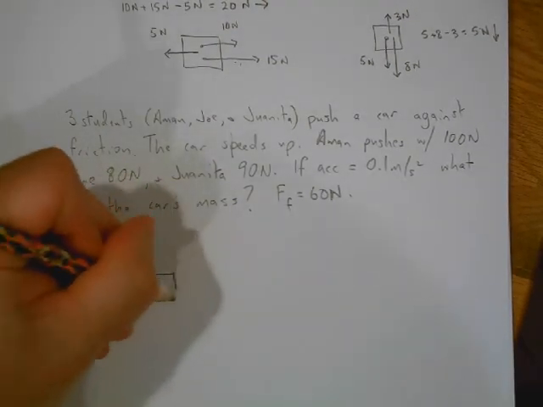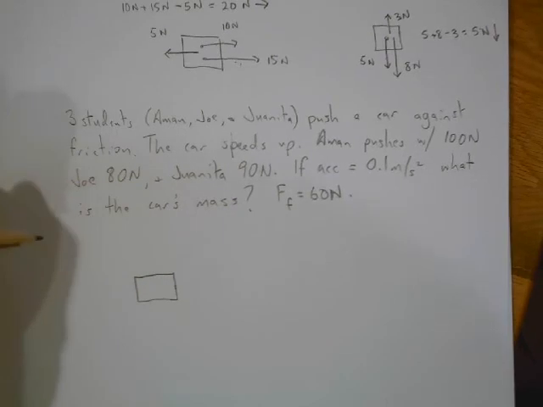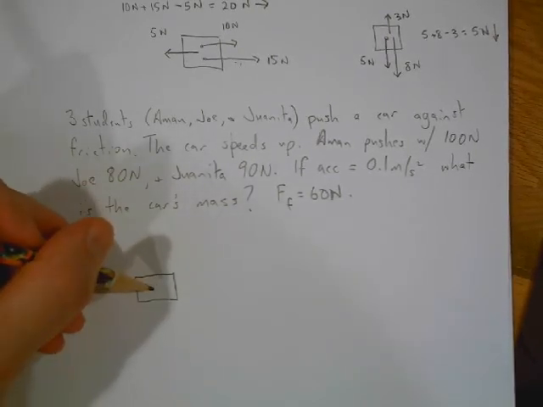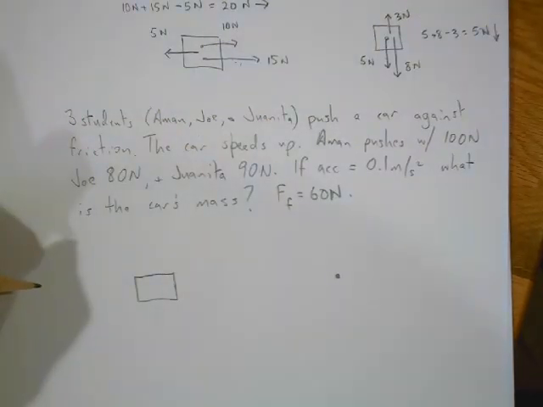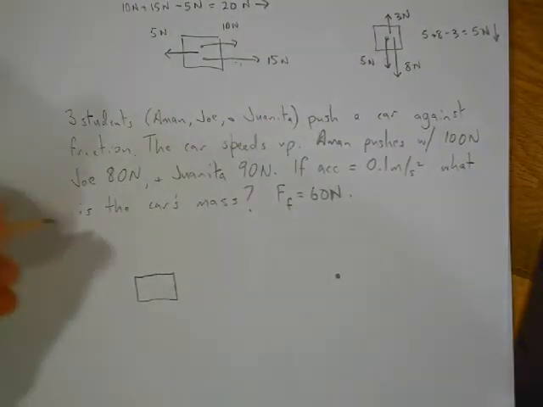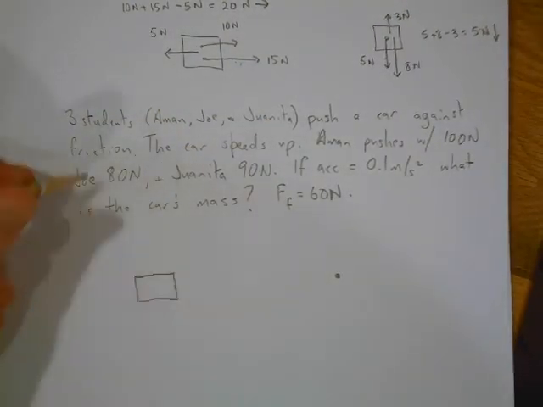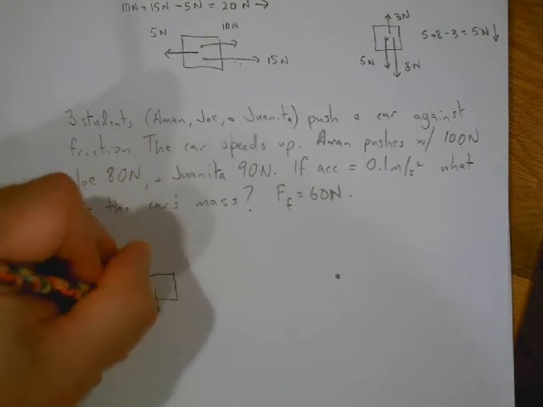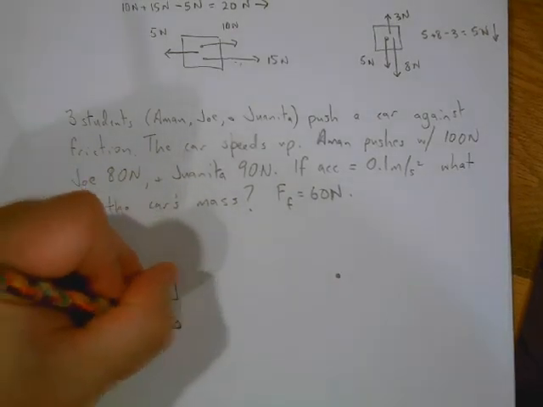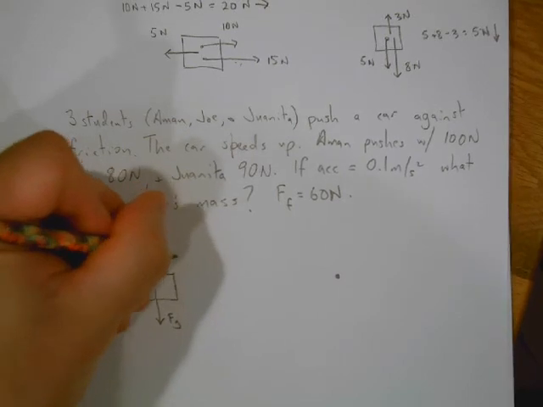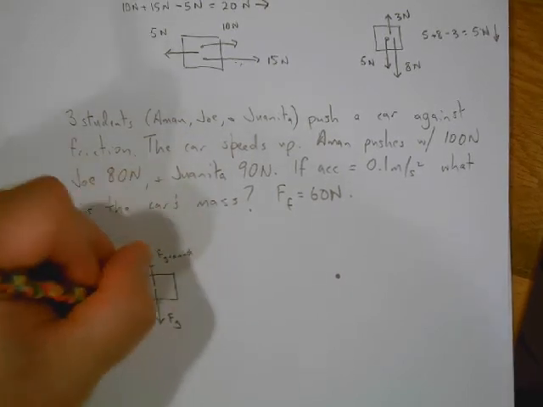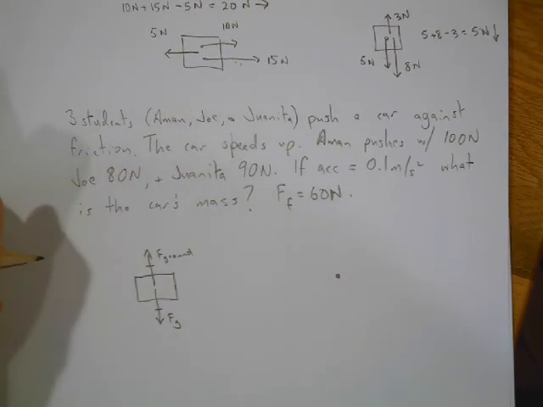So here is my car. Yes, my car is kind of boxy. If you want to draw a box and draw the forces acting on the box, that's fine. If you'd rather draw a dot and draw the forces on the dot, either way is totally fine. For the forces acting on the car, I have the force of gravity and the force of the ground acting on the car. Those two forces are going to cancel out.